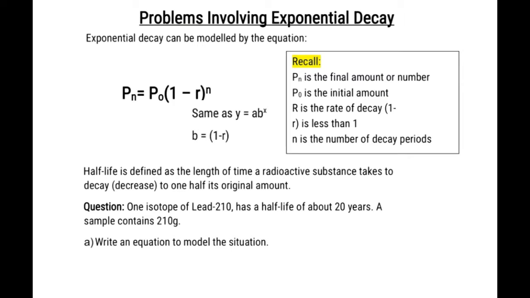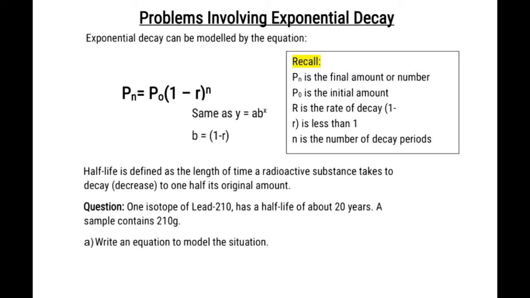An exponential decay can be modeled by the following equation. Pn equals P0 times (1 minus r) to the power of n. This is the same equation as y equals a times b to the power of x, since b can be equivalently written as 1 minus r. Recall what each variable represents in the equation.